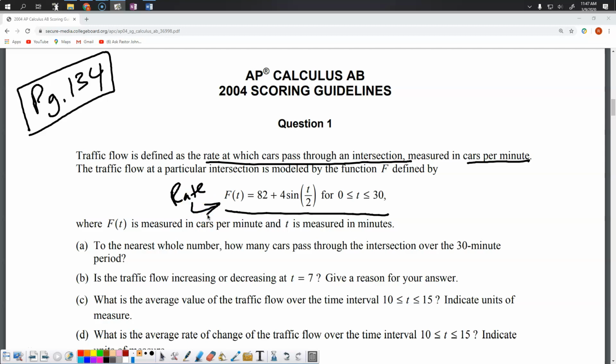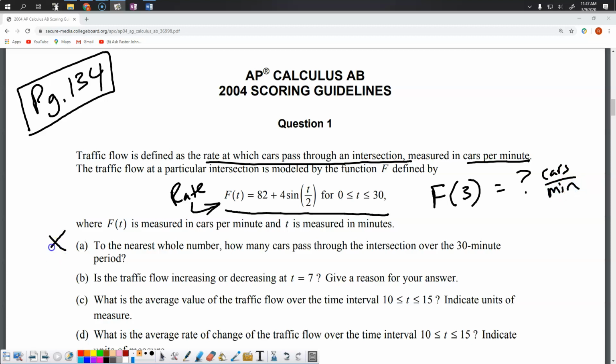So for instance, if you plugged in f of 3, whatever you get for that would represent how many cars are moving through the intersection per minute at that point in time. So this is a rate. So the units would be in cars per minute. And it just basically tells you how quickly the cars are moving through the intersection.